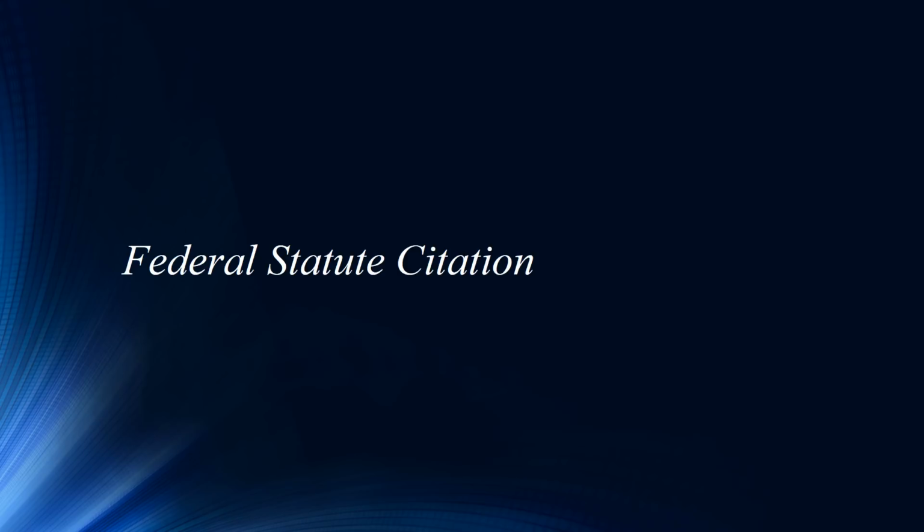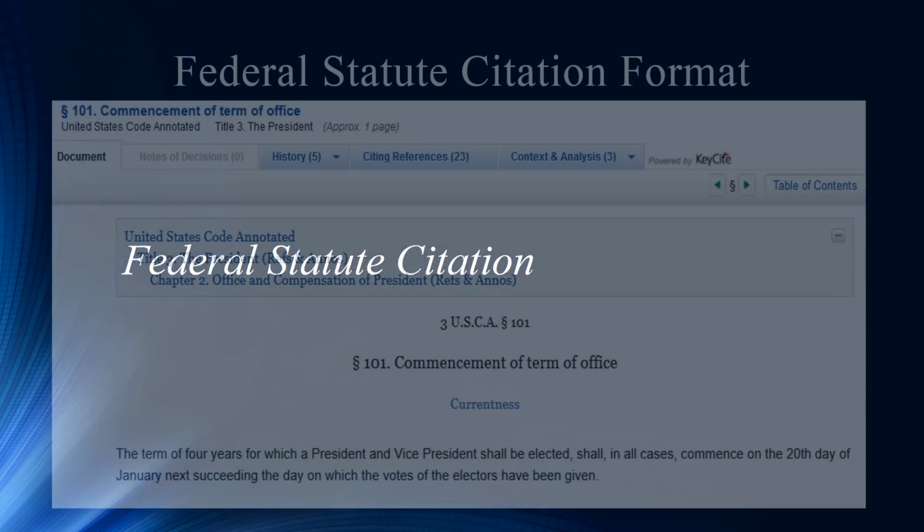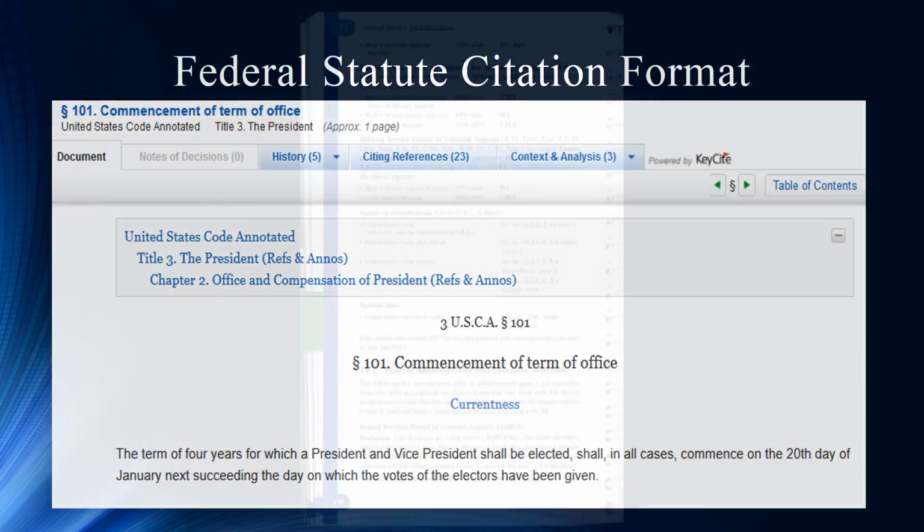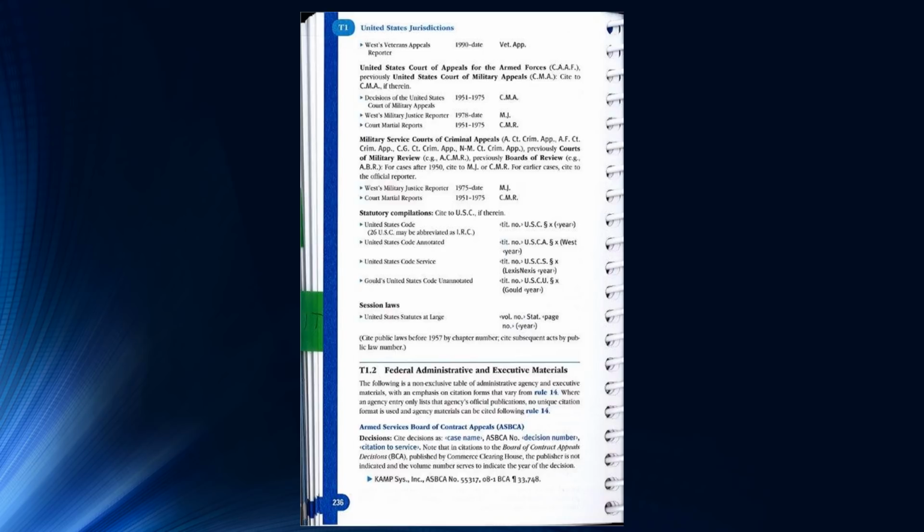Let's learn how to cite federal statutes. This is a screenshot of the United States Code annotated on Westlaw Next. This statute is for the commencement of the term of office of the President. Let's see how this is cited by using the tab for Table 1 in our Blue Book. Turn to the Table 1 section on Statutory Compilations and look for the abbreviations. Our statute was the United States Code annotated.